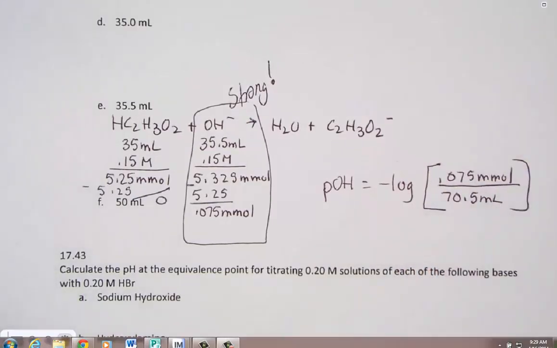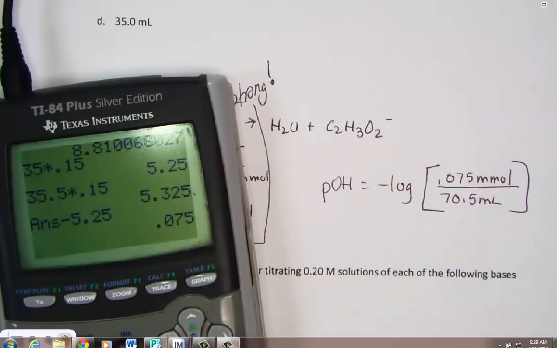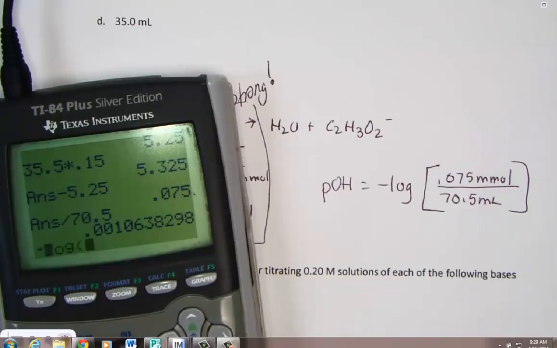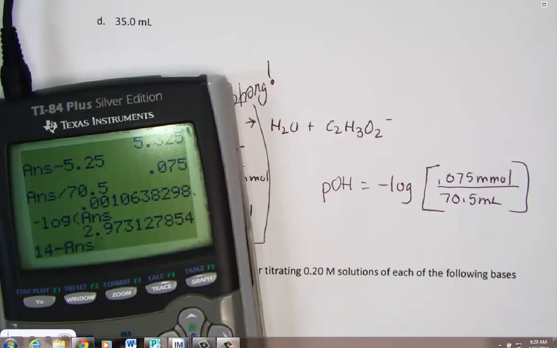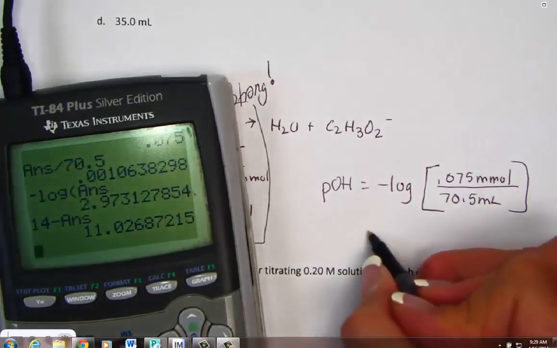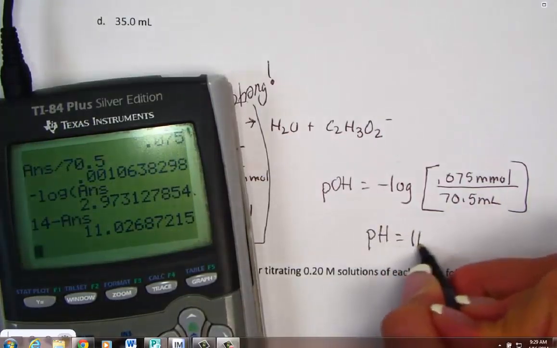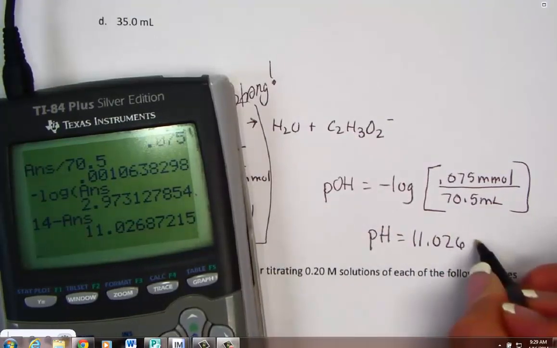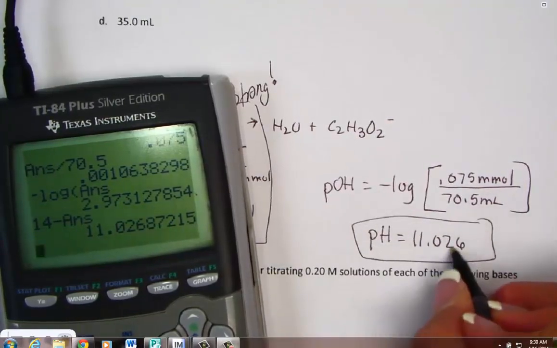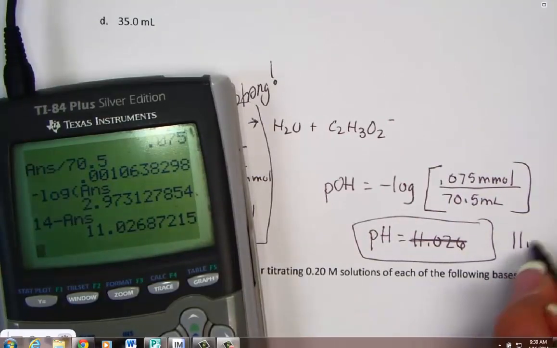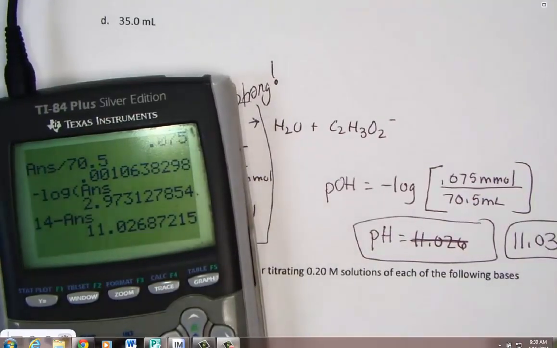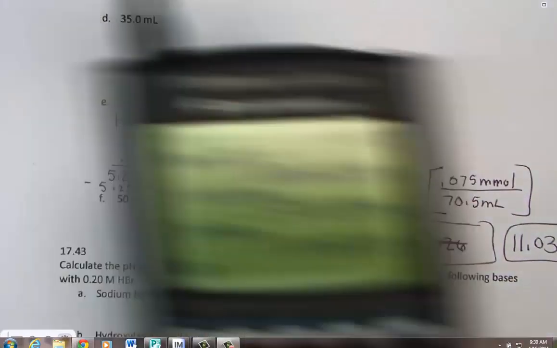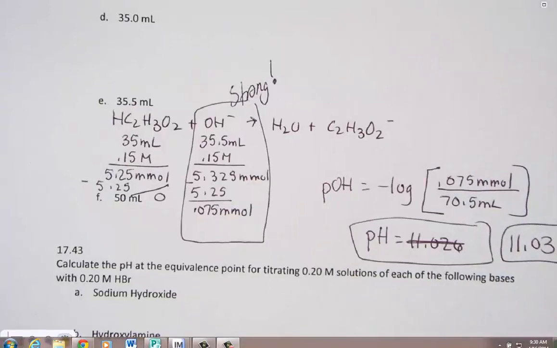Let's find the pH. 0.75 divided by the new combined volume gets me the molarity of the base. Negative log that gets us pOH. Flip it to pH. Quite basic. pH is 11.026 pH units. 0.03 would have been better. Great. You have one more on this section.